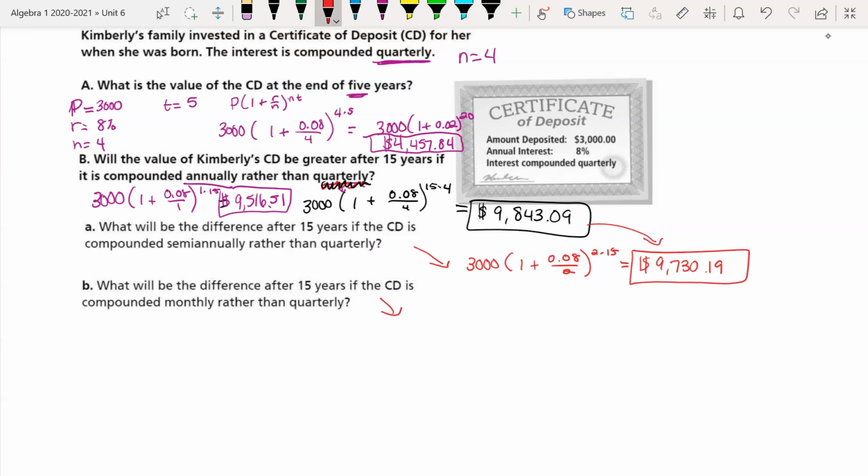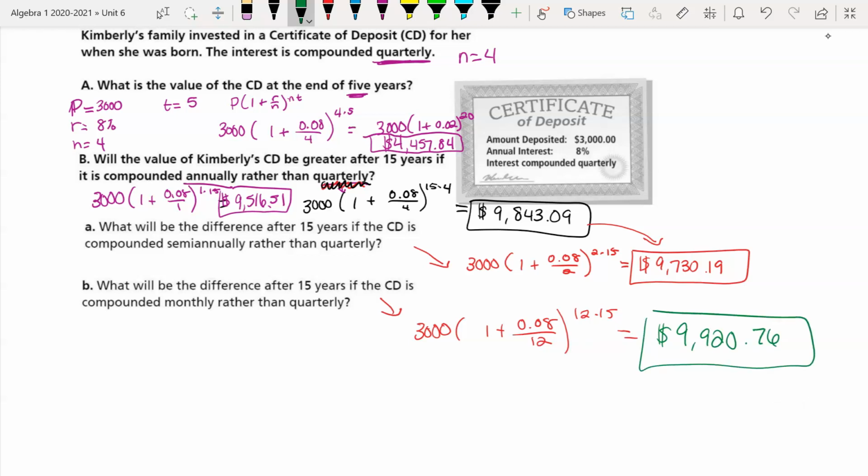And then lastly, it says monthly. So I would take 3,000, 1 plus 0.08 divided by 12, to the 12 times 15. 12 times 15 is a big number. We'll do that one first. So I know 12 times 15 is 180. So I'm going to do 0.08 divided by 12 plus 1, raised to the 180th power, times 3,000. And I get 9,920.76. So you make more money if you do it monthly than if you do it quarterly.